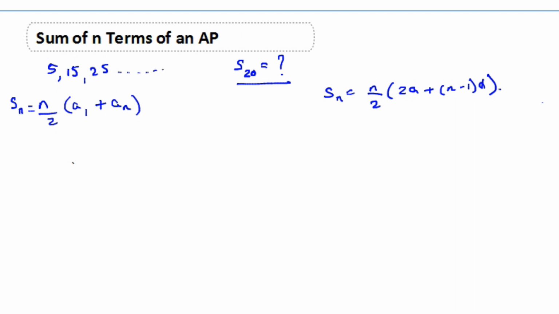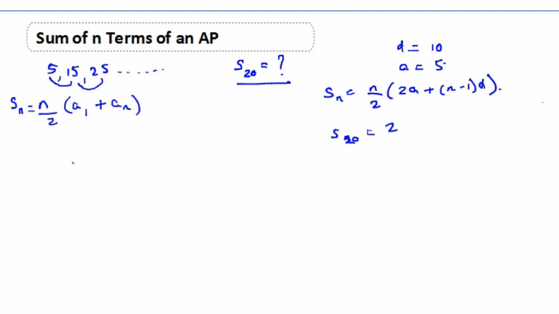So the first way, we know that this is an arithmetic progression and we just need to find the difference between the second term and the first term, which is 10. To verify that, we can also do the difference between the third term and the second term, which is 25 minus 15, which is again 10. So we know that d is equal to 10 and the first term a is equal to 5.